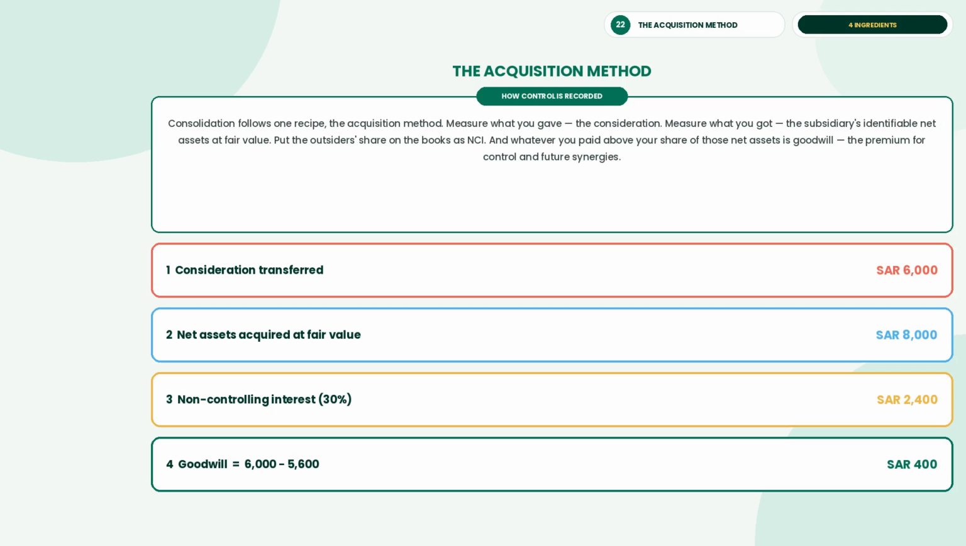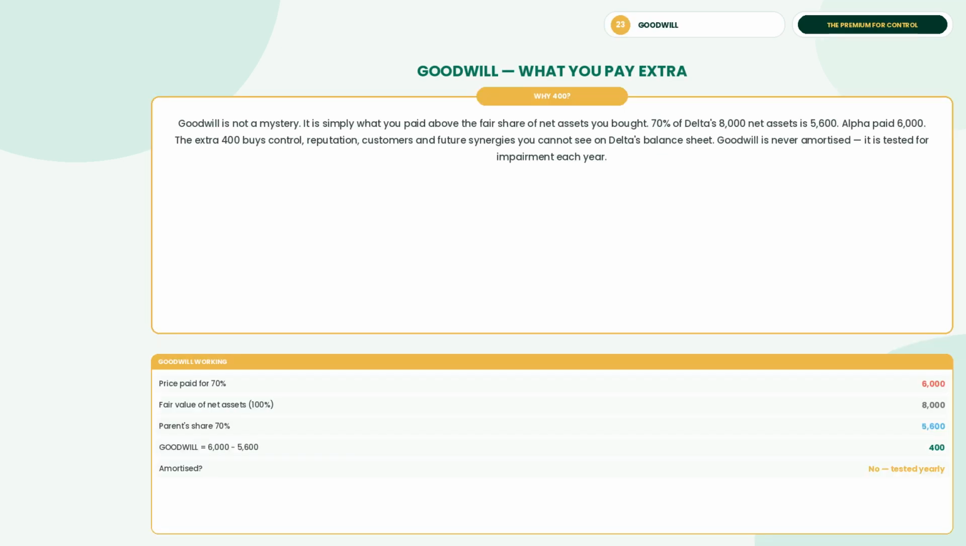Use the acquisition method in 4 steps. First, measure the consideration transferred, 6 million. Second, measure Delta's identifiable net assets at fair value, 8 million. Third, recognize non-controlling interest, here, 30% of 8 million, or 2,400,000. Fourth, calculate goodwill. Under this proportionate NCI example, 6 million minus the acquired share of net assets, 5,600,000, equals 400,000.